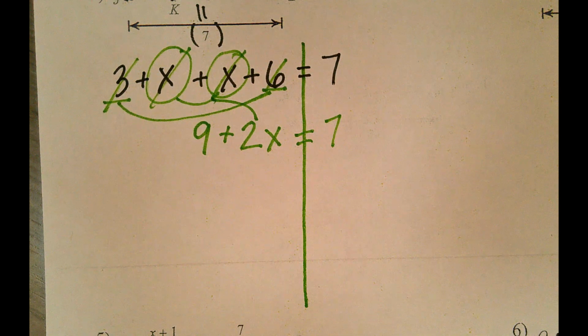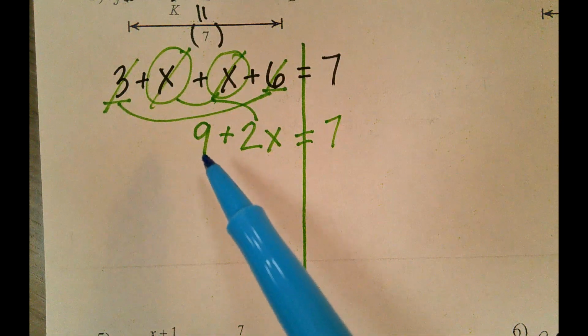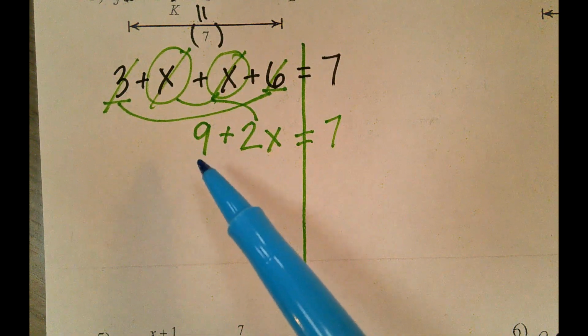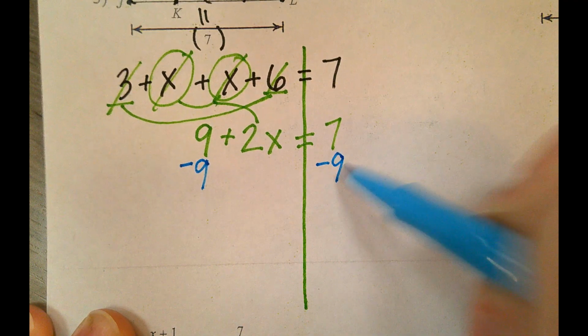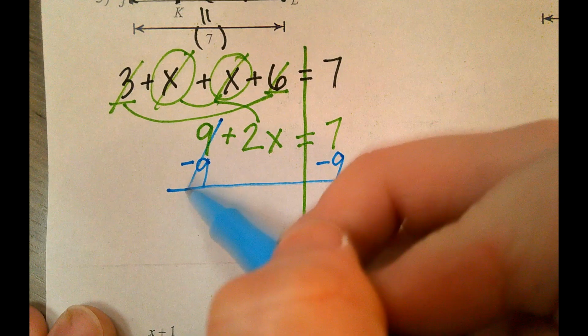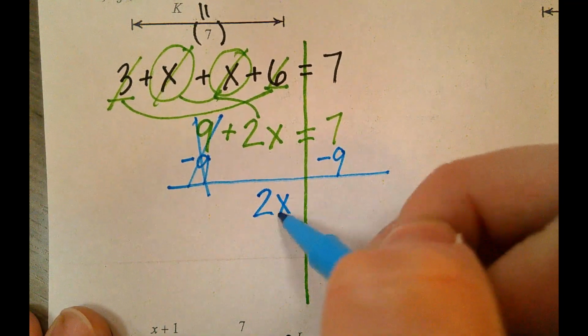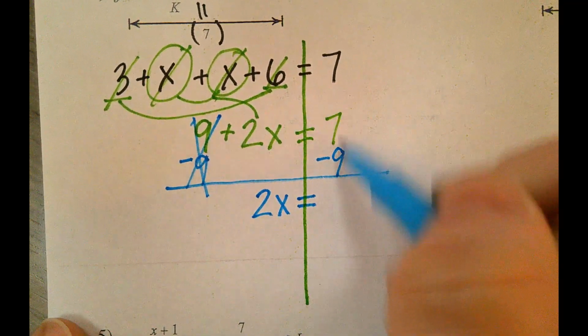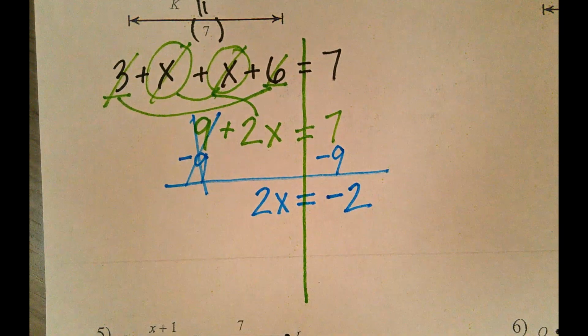Now I have 9 plus 2x equals 7. What would I do from here? Move my 9. I want my 9 on the other side. I'm trying to get x by itself. So what would I do to get rid of 9? Minus 9. That's a positive 9, so we do the opposite, which is minus 9 on both sides. What happens to the 9s? They cancel. What comes down? 2x equals, yes, 7 minus 9 is negative 2.